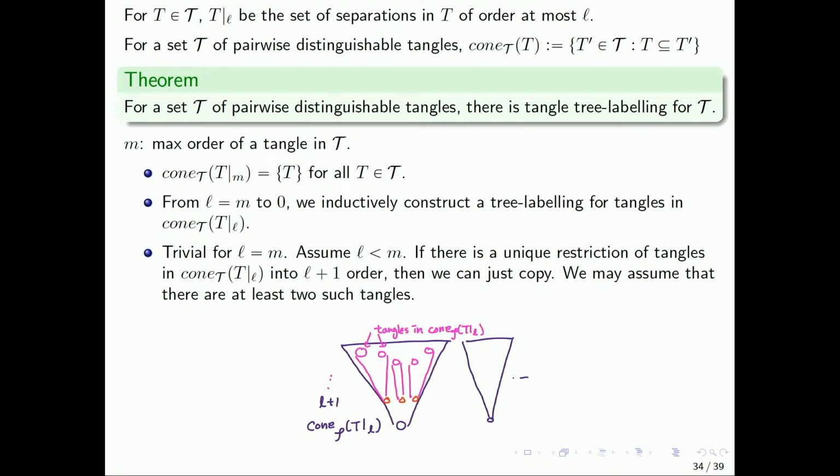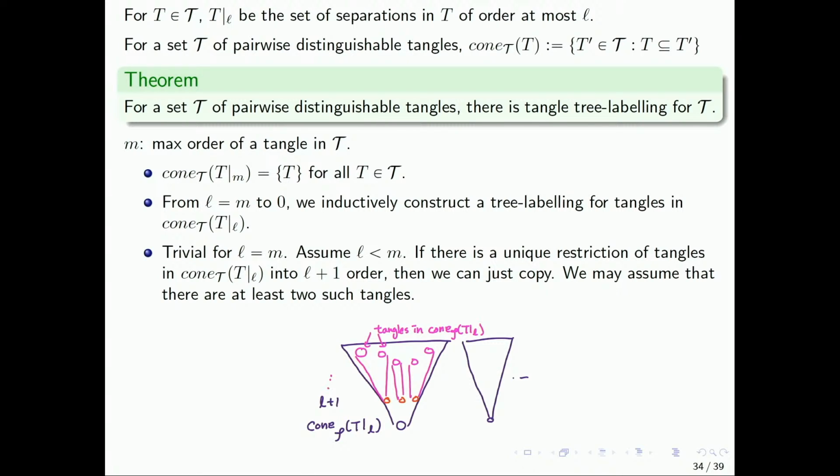Yeah, so this is a picture. These are the real tangles in the capital T, and then you restrict to L. Then this gives us some tangle, right? So if you take maybe these 2 tangles that have the same restriction to L, this cone contains some tangles in the original set. I want to have a tree labeling for this. So you go back to L plus 1, and then they partition the previous set of tangles into subsets, right? And then by induction, you can have a tree labeling for each of these sets, right?